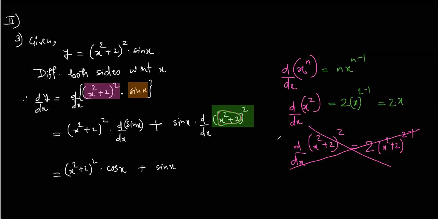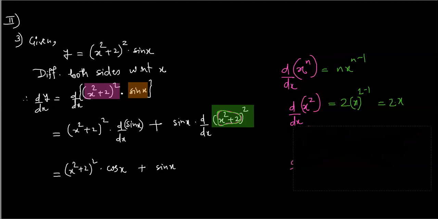So if I cannot apply x raised to n, what method should I apply? Okay, I'll tell you that. I will write d by dx, and expand x square plus 2 square. I apply the identity a plus b the whole square. So I get x square square, that is x raised to 4, plus 2ab, 2 times this into x square, that is 4x square, plus 2 square, 4.